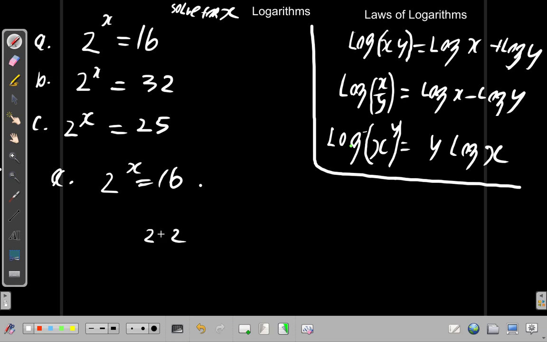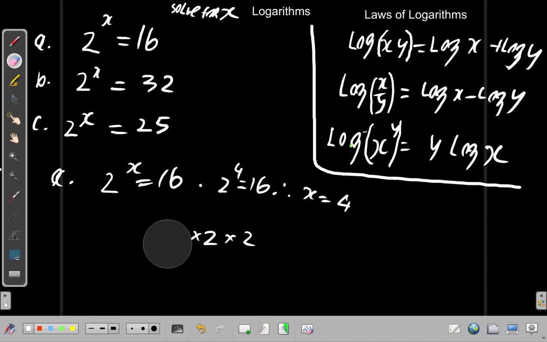If we have 2 2's, if you multiply these, they don't give 16. Let's put another 2 and multiply them. These still don't give 16. Let's put another 2. 2 2's 4, 4 2's 8, 8 2's 16. It's 4 2's. So we can say 2 to the 4 is equal to 16. So therefore, x must be 4. X is equal to 4, because 2 to the 4 is 16.